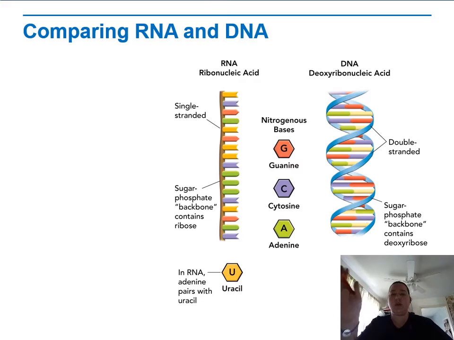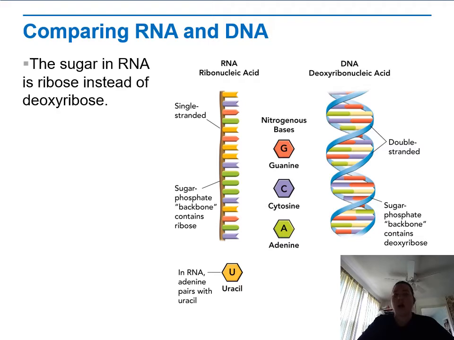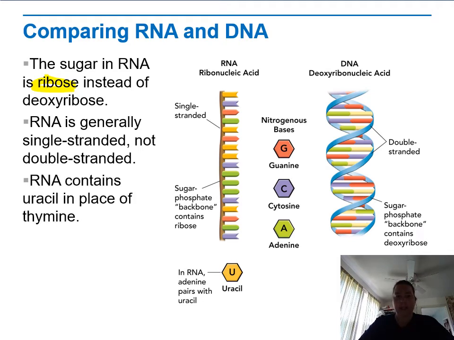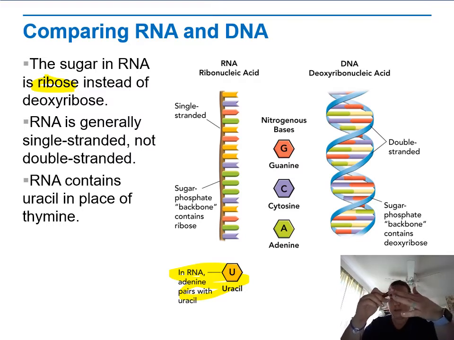If we compare DNA and RNA together, you can see DNA has that double helix structure. RNA very often is actually a single strand, so it's almost like half of a DNA structure. It also has ribose, hence the reason it's called RNA or ribonucleic acid, instead of deoxyribose. And RNA is generally single-stranded instead of double-stranded. And last but not least, we get uracil instead of thymine. So in DNA, you have A, T, G, and C. In RNA, you have A, U, G, and C.